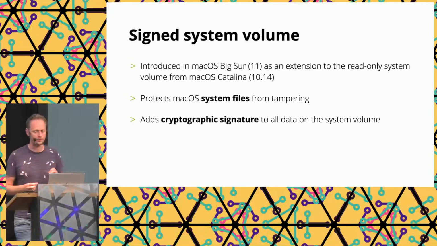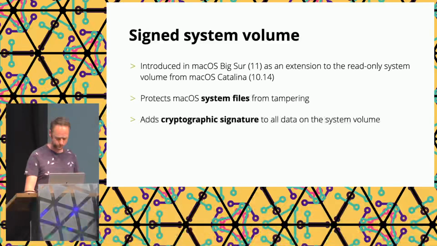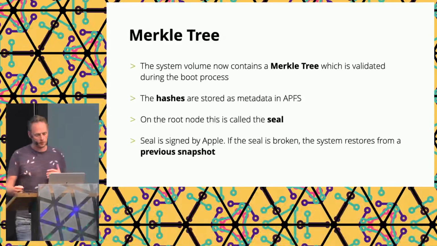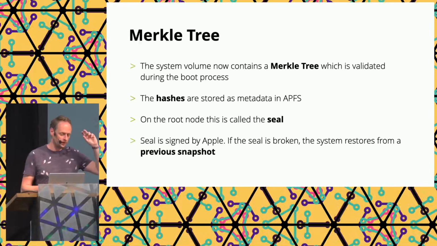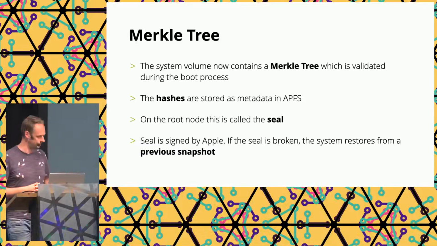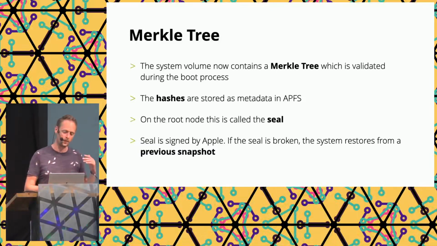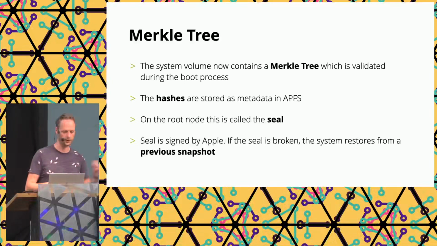So now they upgraded that by also adding a cryptographic signature over all data on the system volume. This is implemented by using a Merkle tree, which is validated during boot. The hashes of every file are stored in the metadata of APFS. And on the root node, this is called a seal. And the seal is signed by Apple. And if the seal is broken, so if you do make changes to the system partition, for example, because you have kernel privileges, then the seal would be broken and the system would restore from a previous snapshot the next time you reboot.